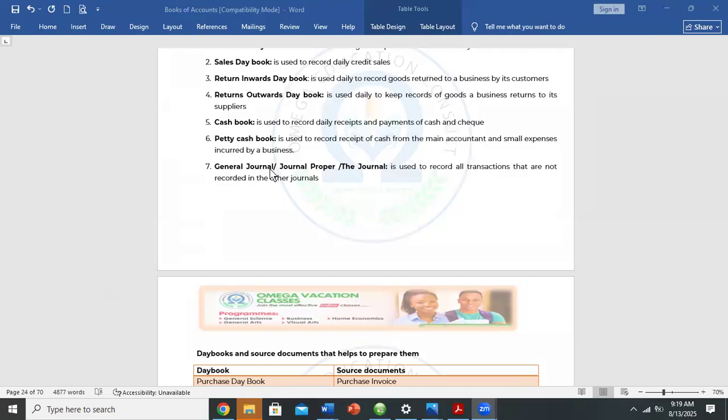Good. So any transaction that you paid cash or received cash, like let's say bought motor van with cash, that will go to the cash book because there's cash or check involved. Okay. Any further questions from my professors?